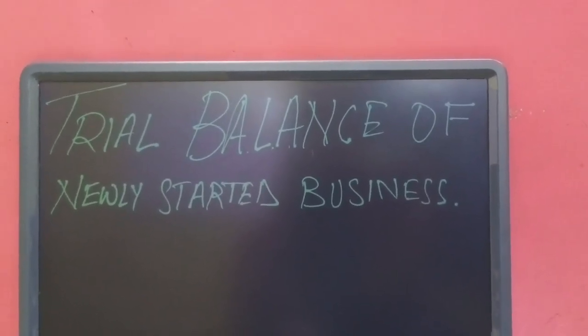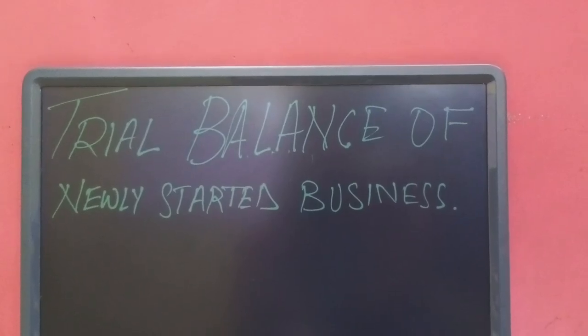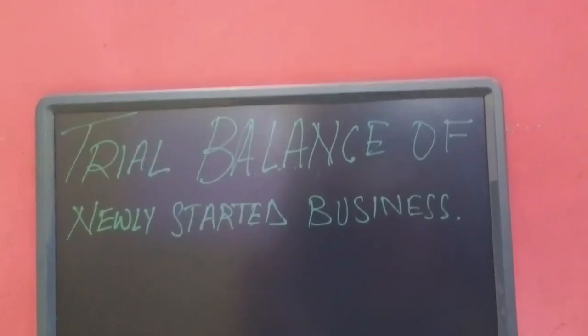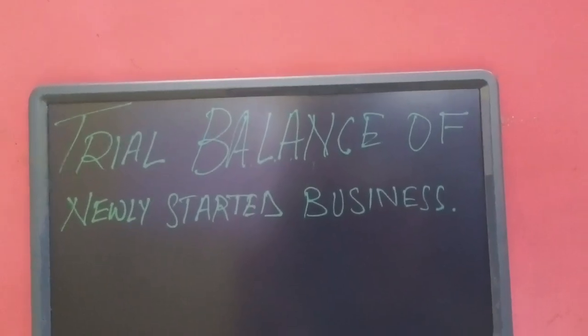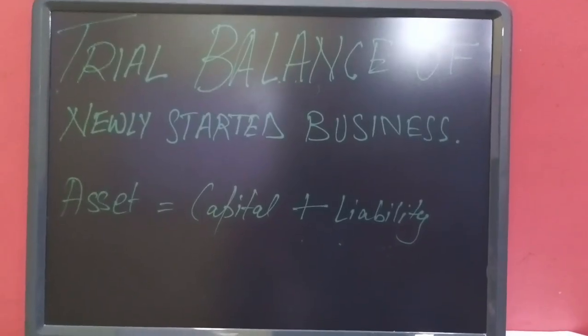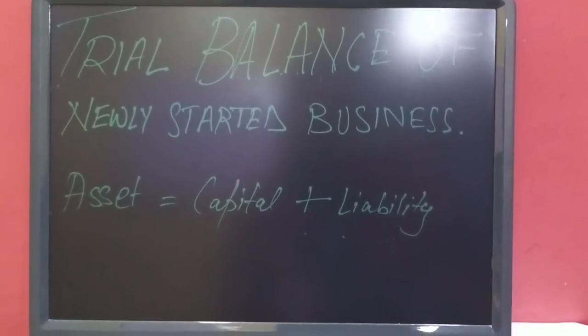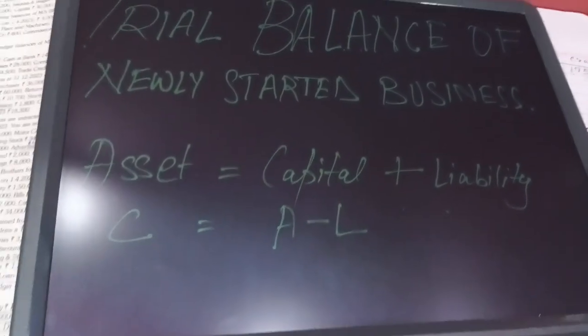Today we are going to learn trial balance of a newly started business. Before we proceed, let me show you the formula of this topic. So this is the mini formula. Asset is equal to capital plus liability. We can also write like this: capital is equal to asset minus liability.